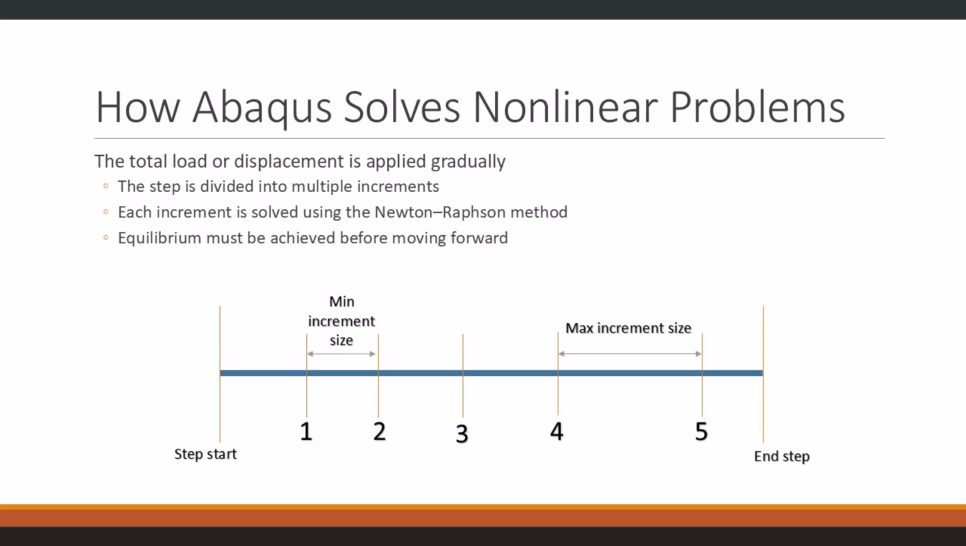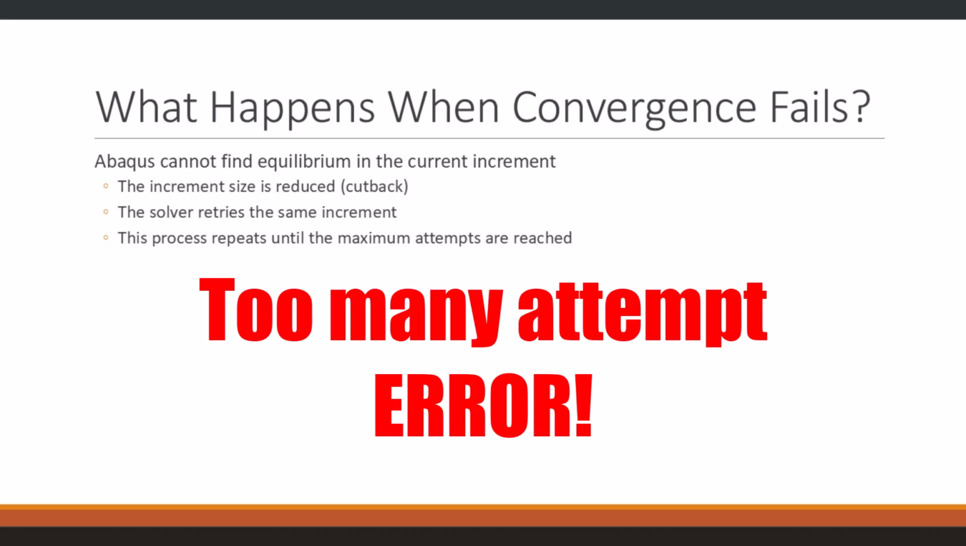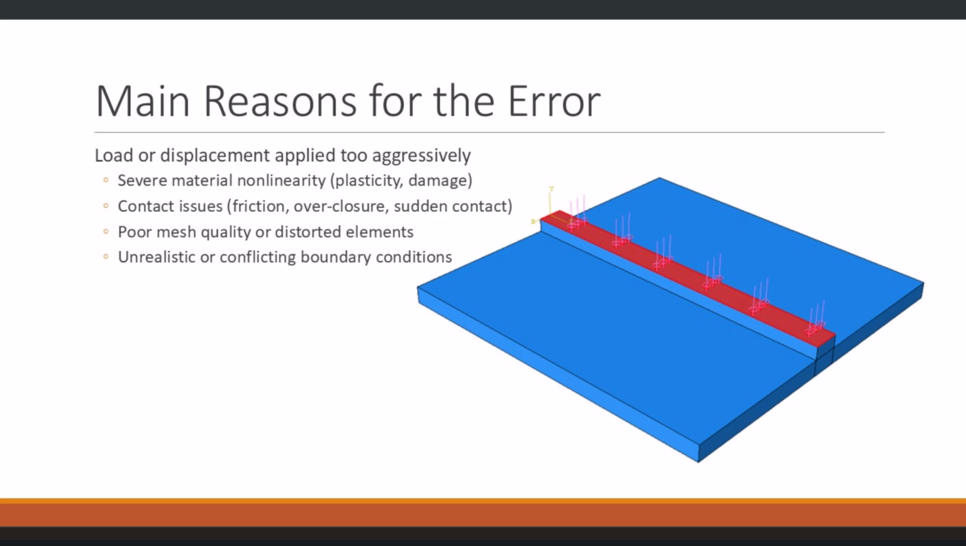And here's the key idea. The Newton-Raphson method assumes that the problem is smooth enough inside each increment. If the response suddenly becomes highly nonlinear, unstable, or physically unrealistic, the solver cannot find equilibrium, no matter how small the increment becomes. And when Abaqus reaches the maximum number of cutbacks, it throws the error "too many attempts made for this increment." Now let's talk about the real causes.